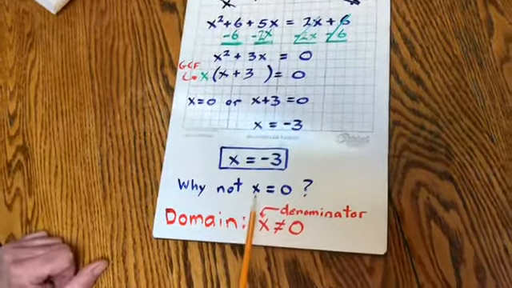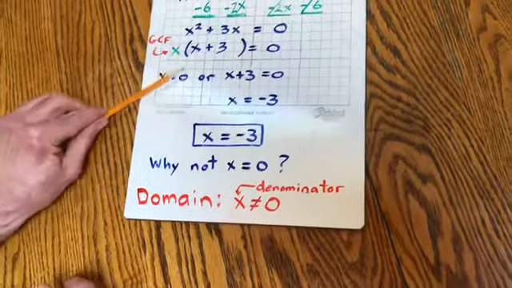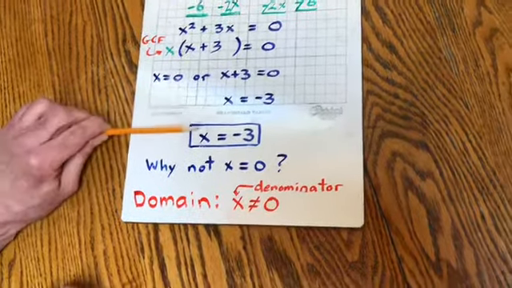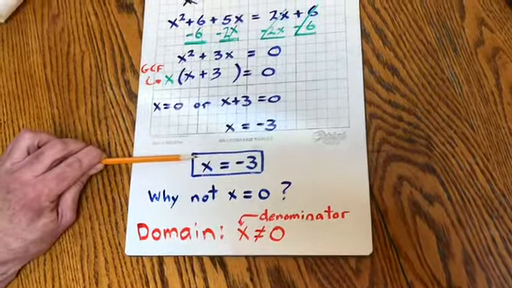That's why we cross off this solution and are only left with one good solution.